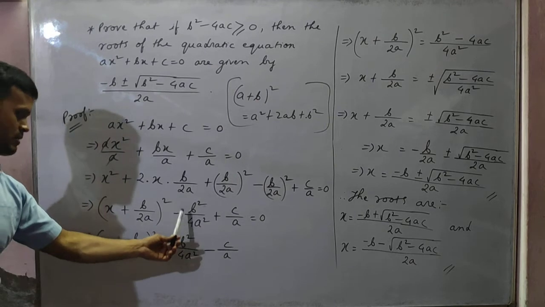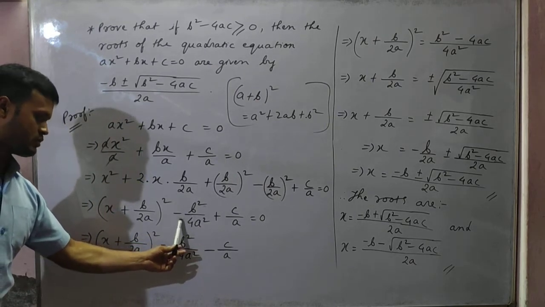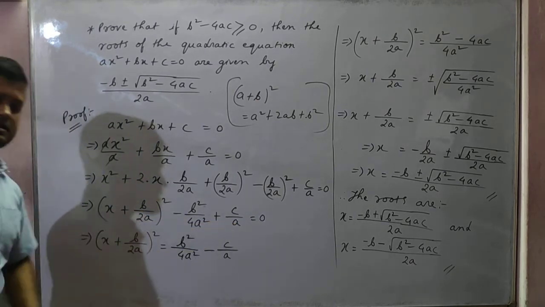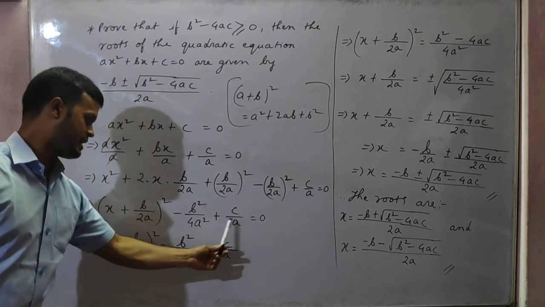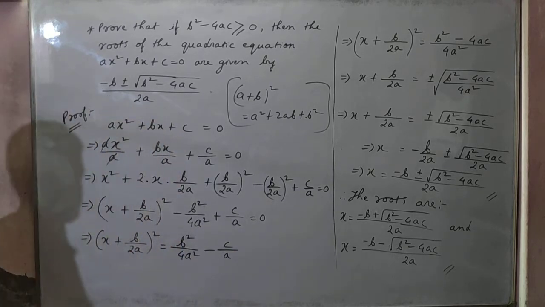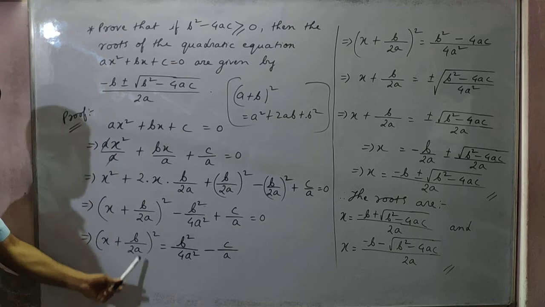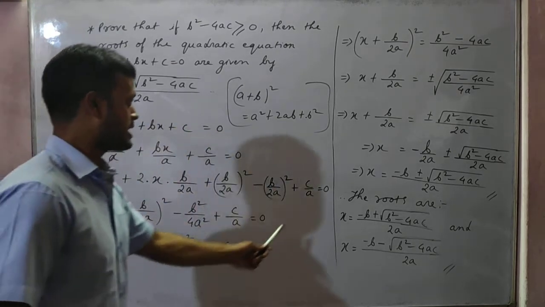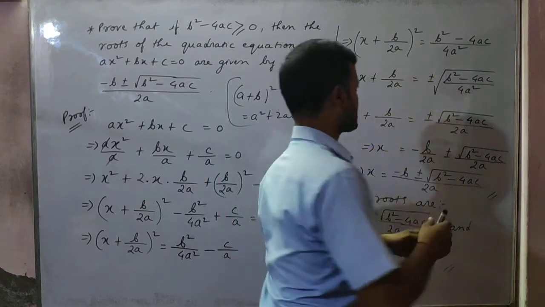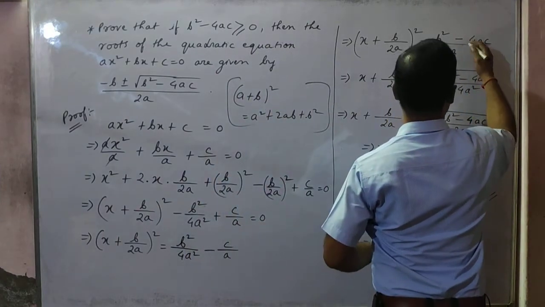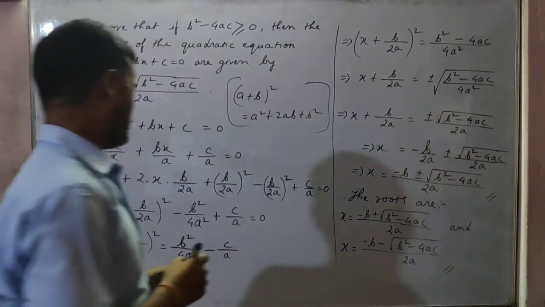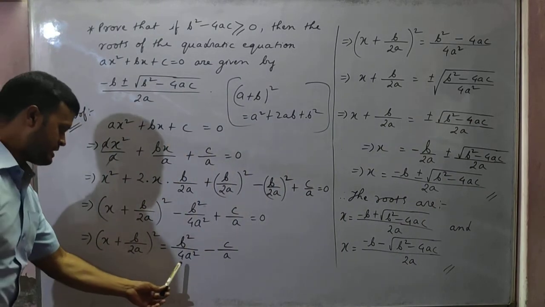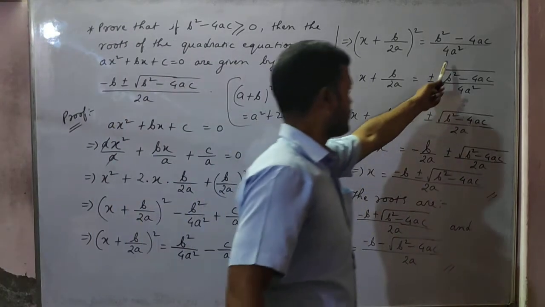So minus b square by 4a square, if you take it to the right hand side, it will become plus, and this plus c by a, if you take it to the right hand side, it will become minus. Now x plus b by twice a whole square is there. 4a square and a, take the LCM. What will be the LCM, students? The LCM of 4a square and a will be 4a square.